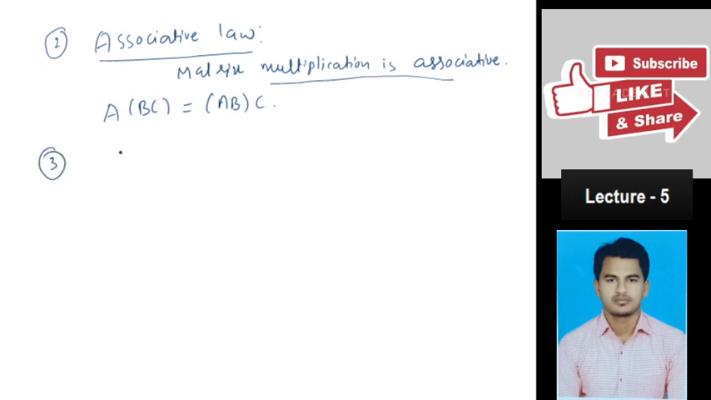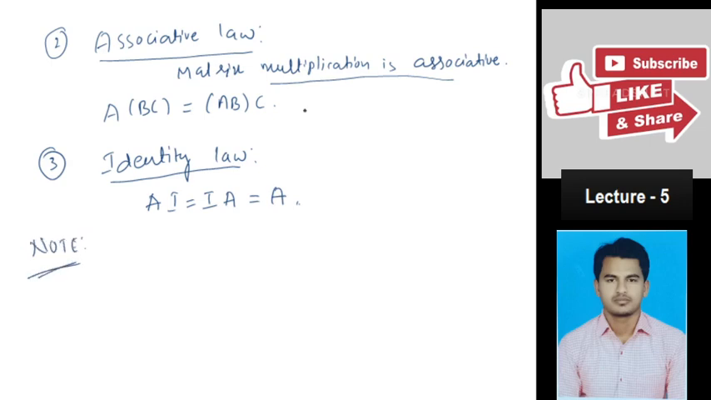Next, the third property is the identity law. It means what? If A is any matrix, then A multiplied with I, or I into A, is equal to A. So now take some notes, or else take one example regarding identity.